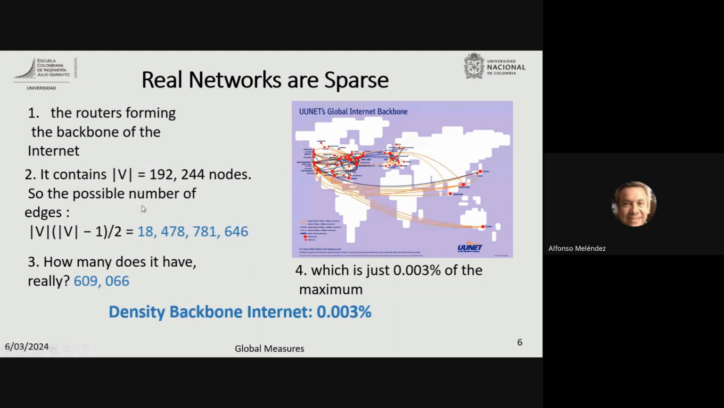In reality, how many edges connect these 192,000 routers? This number is the real number of edges. If you divide this number by this, you get this density of the backbone of the internet. Okay? So typically, big networks have low densities. Real networks are sparse. Sparse, low density.